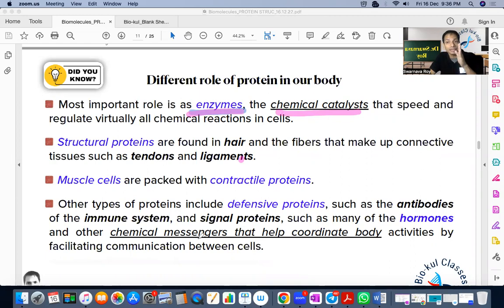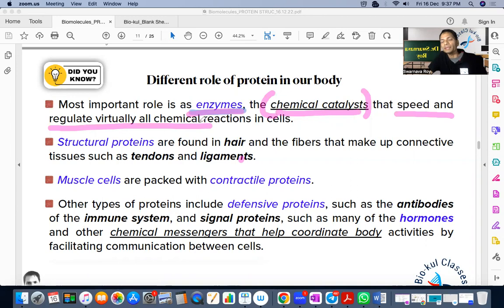This is possible because of enzymes, which lower the activation energy. By lowering the activation energy, they make it possible for reactions to take place at a lower temperature, which is the temperature of our human body, 36 or 37 degrees Celsius, or about 98 degrees Fahrenheit. So they act as enzymes and chemical catalysts that speed up and regulate virtually all chemical reactions in the cell.